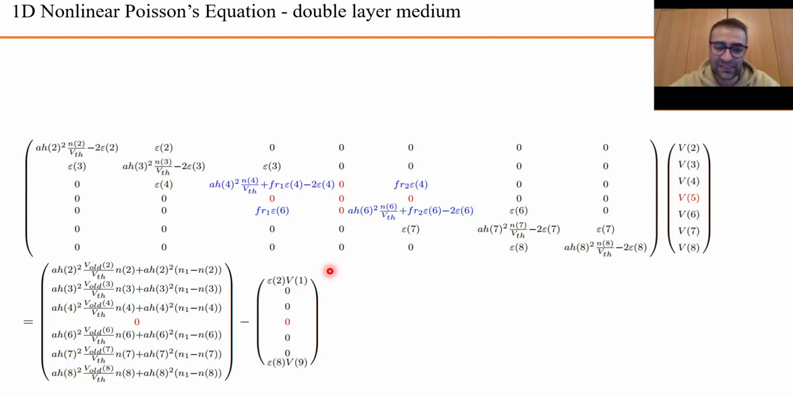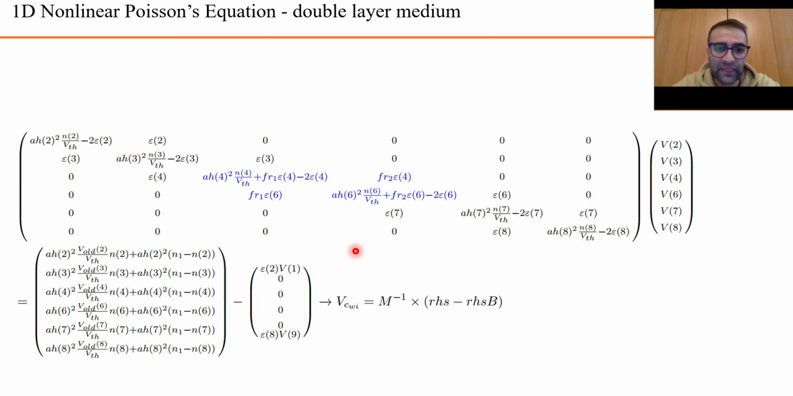Therefore, the next step is to remove this column and this row. This column from this matrix, this column from this matrix, this from this, and this from this matrix. And this row, and this column, right? After removing this row and this column, we will have such a matrix equation.